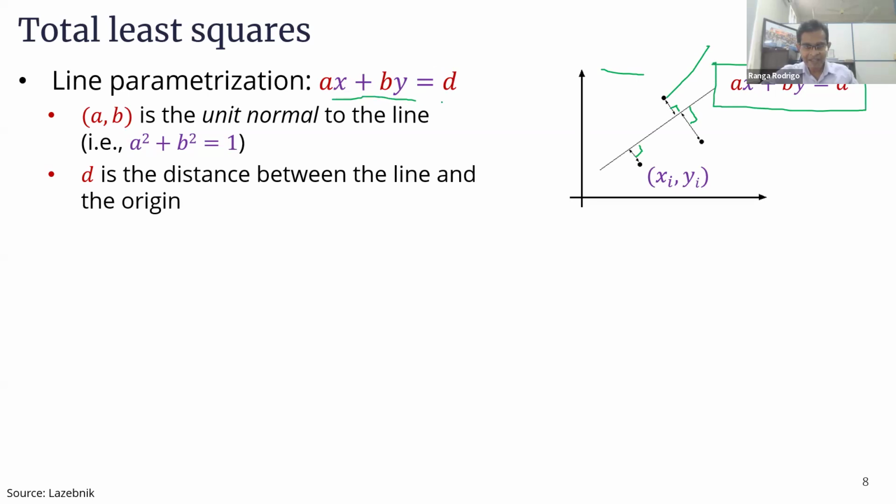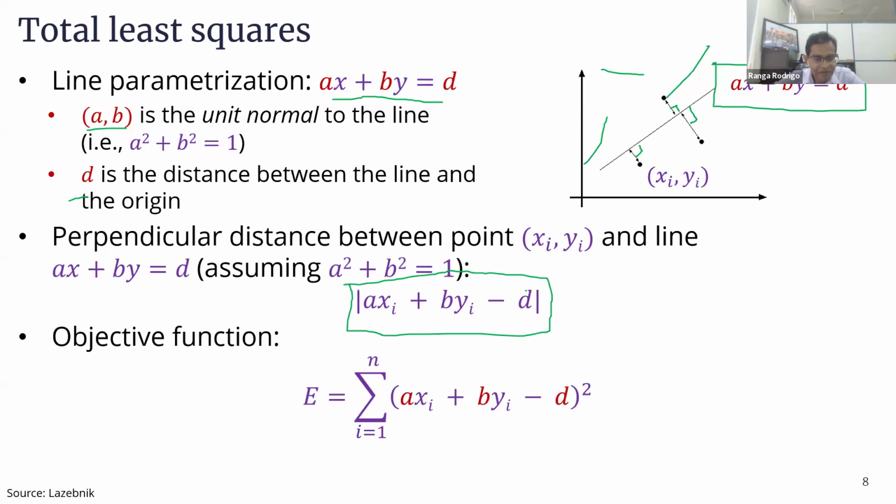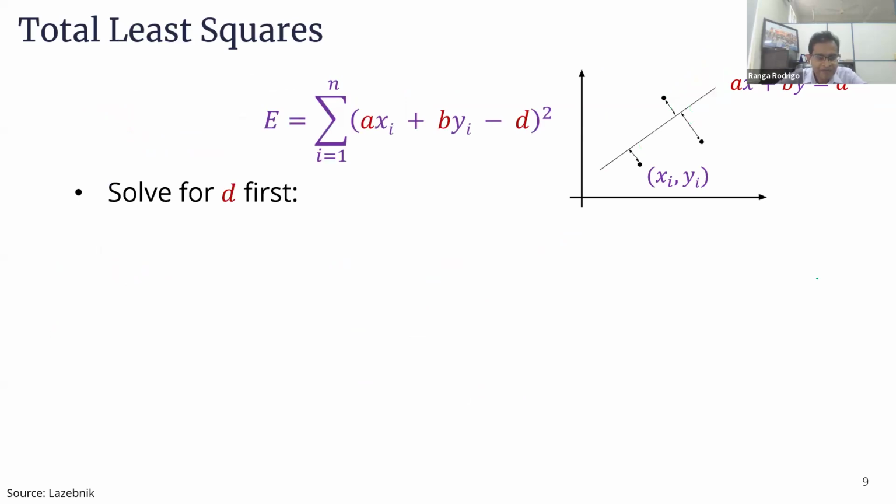You can see that. And we have to know from theory, (a, b) is a unit normal to the line. That is a squared plus b squared is 1. It is a normal to the line. So d is the distance between the line and the origin. So those are the theories from this representation of the line. The perpendicular distance between point (xi, yi) and the line ax plus by minus d equals 0, assuming a squared plus b squared is equal to 1, is this. This is the distance. So that distance we have to square, sum and minimize. So this is the objective function: the sum of (a xi plus b yi minus d) squared. This has to be minimized. So solve for d first.